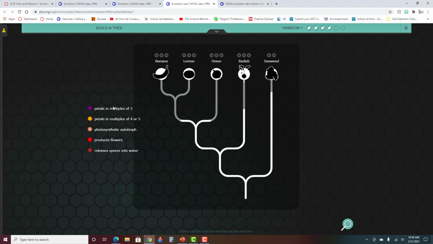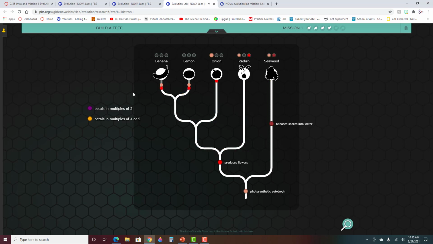This one has 2, so I'm going to bring seaweed down closer to the bottom of the tree. And now I don't know anything about plants, so who has petals in multiples of 3, who has petals in multiples of 4 or 5. I do know that everything here is a photosynthetic autotroph because they're all plants, so I can put that there. And then flowers, well, everything over here are flowers, so I'm going to put that there. And then I know seaweed releases spores into the water because it's the only one that lives in the water.